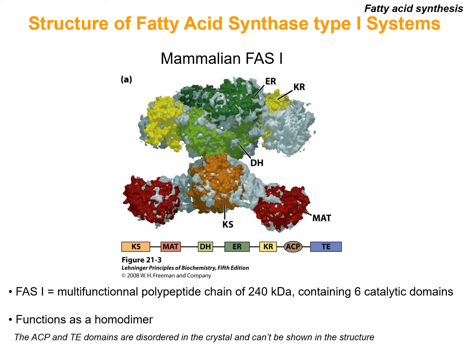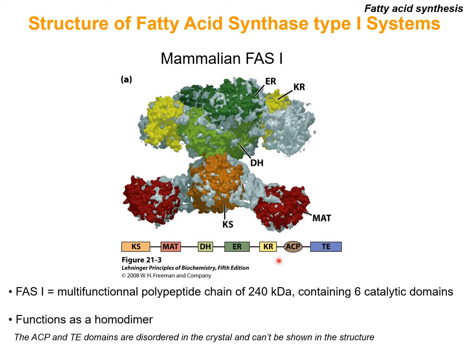Here is the crystal structure of a mammalian fatty acid synthase type 1. So most of it has been resolved, and you can see how big and complex this protein is. It's a multifunctional polypeptide. It is very large, at 240 kilodaltons. And what is so interesting about it is that it contains 6 different catalytic domains, as depicted here, color-coded in the crystal structure.